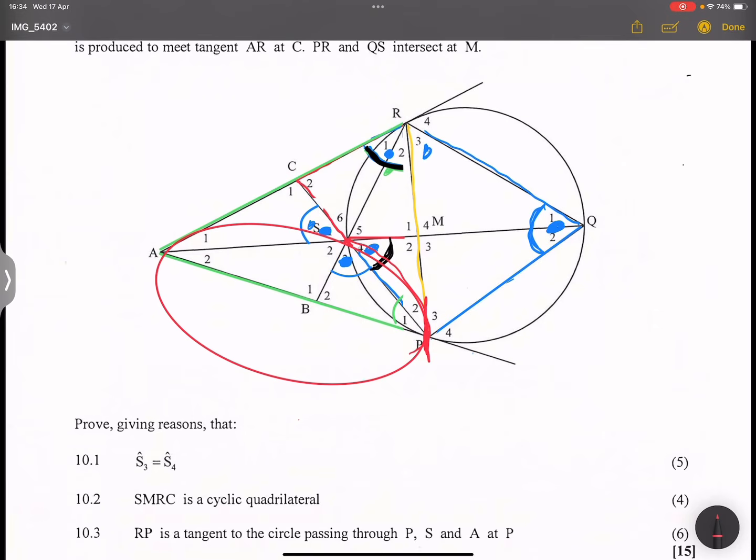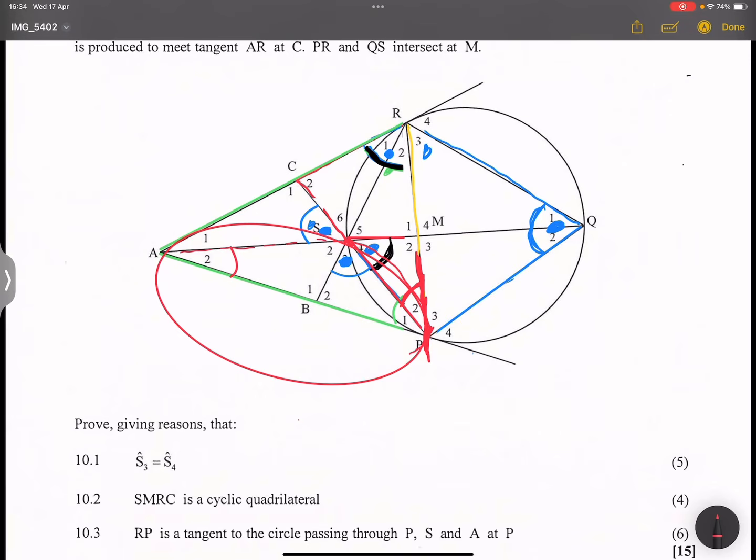Now remember, there's no circle over there. If RP is a tangent, then what do we note? We have to have the tan chord theorem applicable. So notice if we have the tangent, the angle between the tangent and the chord, which in this case would be P2, should be equal to the angle on the opposite side of that chord.